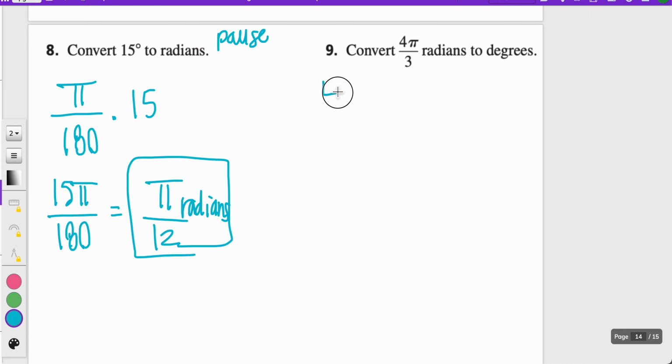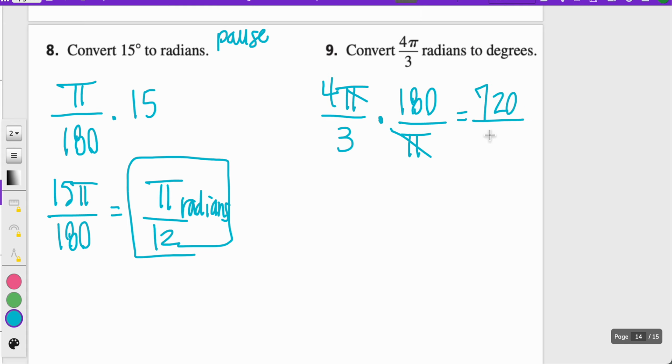And then here I have 4 pi over 3, which can be found just the vice versa way. 180 degrees over pi. Pi's can cross cancel, so I'm going to do 4 times 180 is 720, and then divide by 3, I get 240.